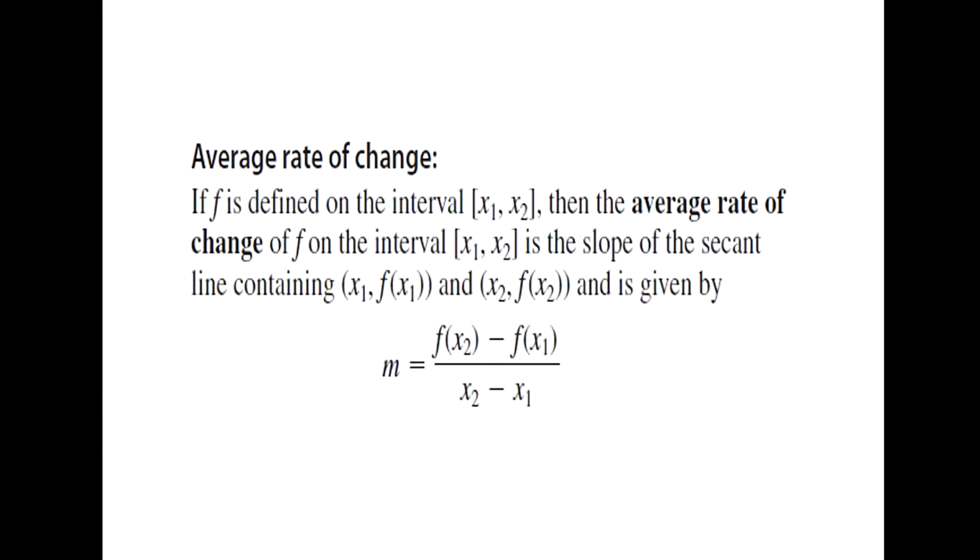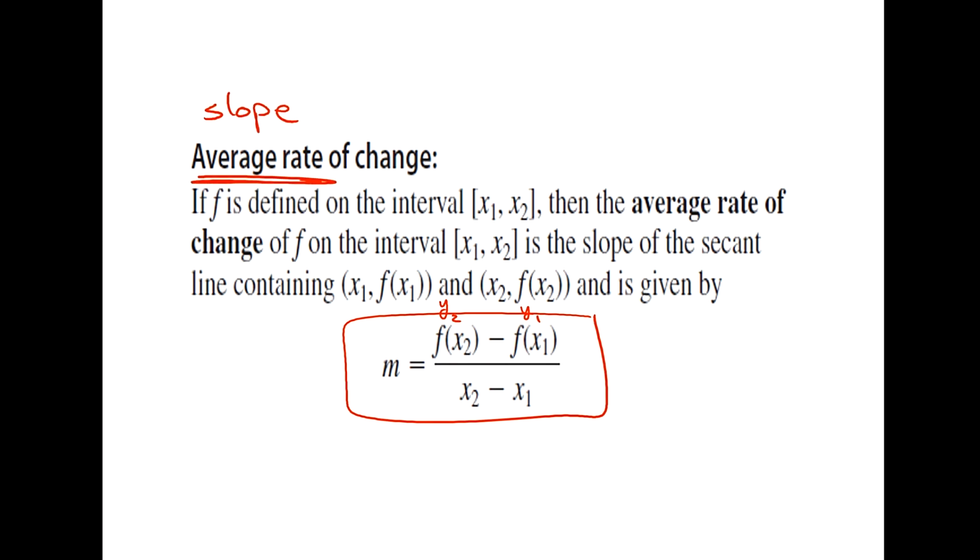Average rate of change. If we have two values of x, the average rate equals f of x2 minus f of x1 over x2 minus x1. This is the form to find the average, the same as the slope. This means y2 minus y1, because f of x1 is y1 and f of x2 is y2. So the average rate is equal to the slope.